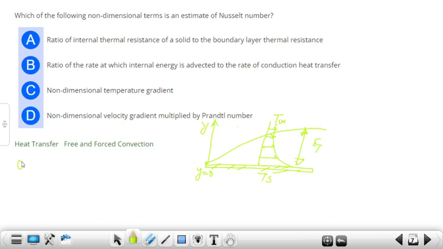So we know theta star is equal to Ts minus T divided by Ts minus T infinity. So y star is equal to y divided by L. So differentiating it, dy star divided by dy is equal to 1 by L. So differentiating with respect to y, d theta star with respect to dy is equal to minus dT by dy.